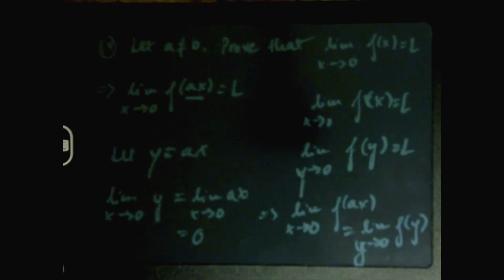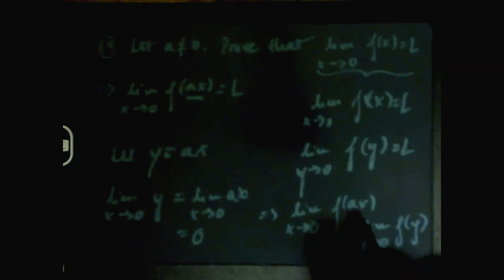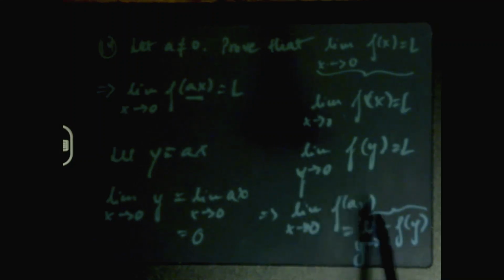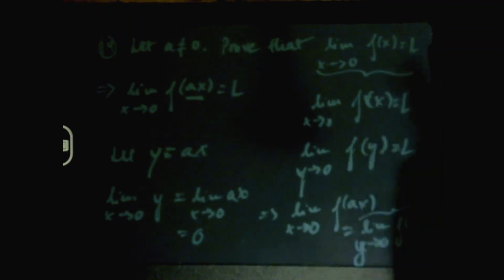And now notice the form of this limit, it's not really different from this limit. They're the same thing. I can just rename y as x, because again, the name of the argument doesn't really matter. So the limit of f of y as y tends to zero is the same as the limit of f of ax as x tends to zero. It's the same as this thing, so it's just L.